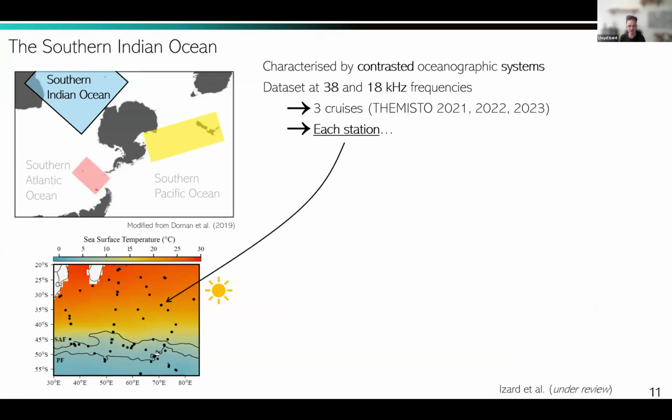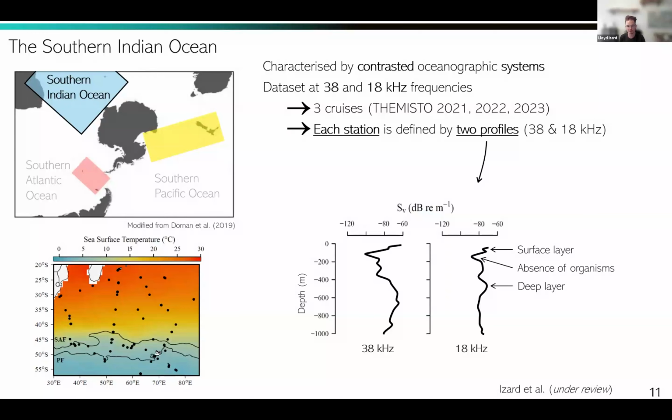Here I'll present some results on the daytime seascape. Each observation here, each dot on this map, is actually composed of two profiles. And again, the shape of the profiles indicates the depths of animals in the water column.